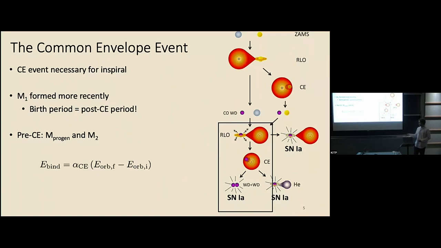I don't need to talk too much about this equation, but some efficiency, alpha CE, of the change in orbital energy from pre to post-common envelope states goes into the unbinding of the envelope. And we just found the post-common envelope state. So now we need to move into the modeling of the pre-common envelope state to obtain both the initial orbital energy and the binding energy of the envelope itself. But from the birth period, we have the final orbital energy.